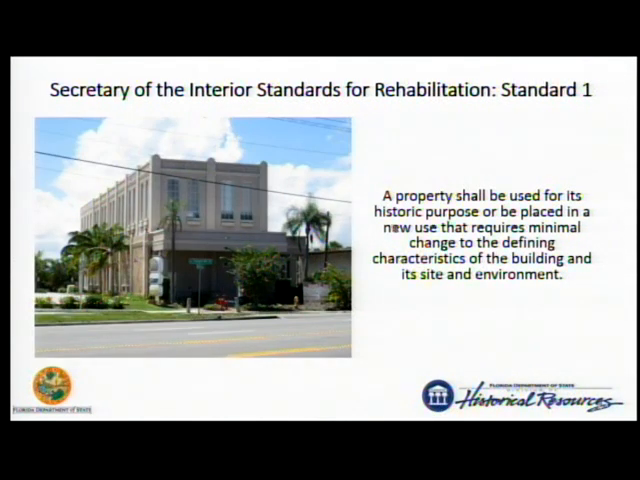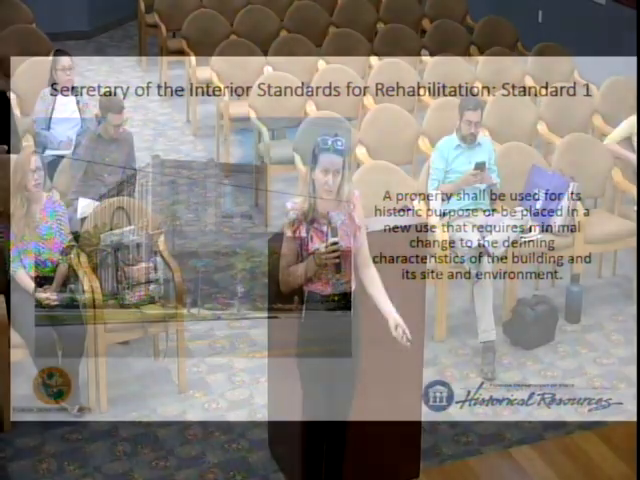This is the ice plant in Melbourne, where this is now used as offices for Florida Power and Light. You can see it looks exactly like an early 1900s ice plant, and they didn't do any alterations to the exterior whatsoever. On the interior, they added office space and put in a few drop ceilings, but none of those changes impacted the exterior whatsoever. So while it's serving a new use, I'm not negatively impacting the building.